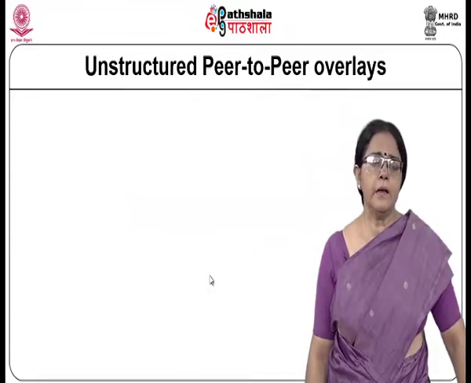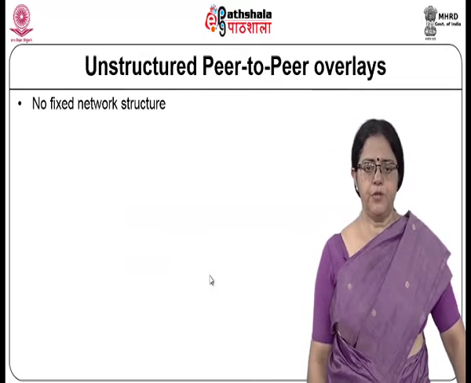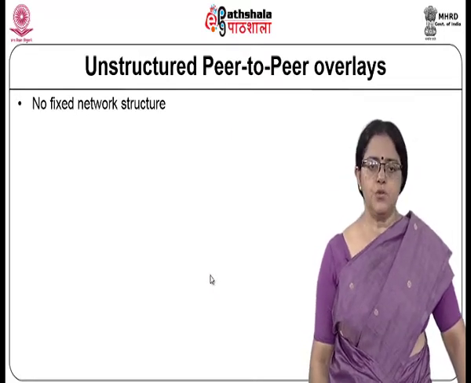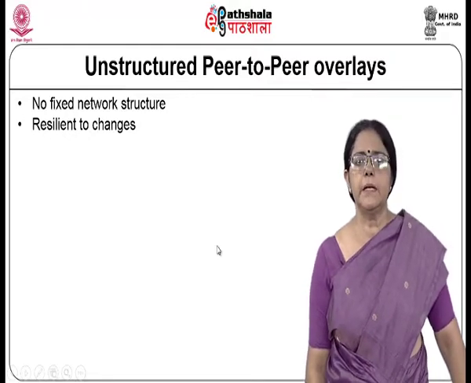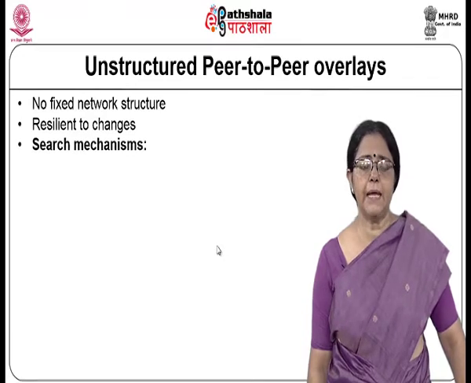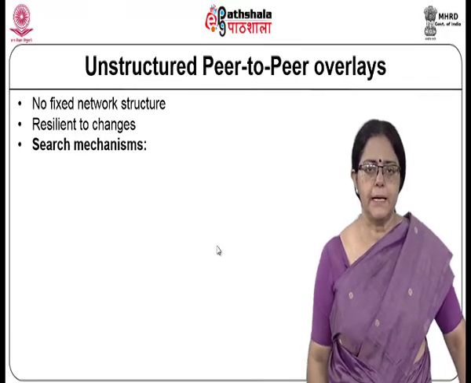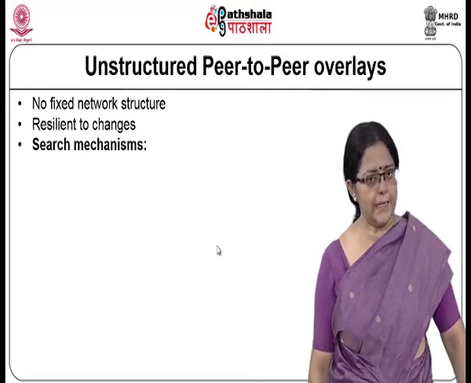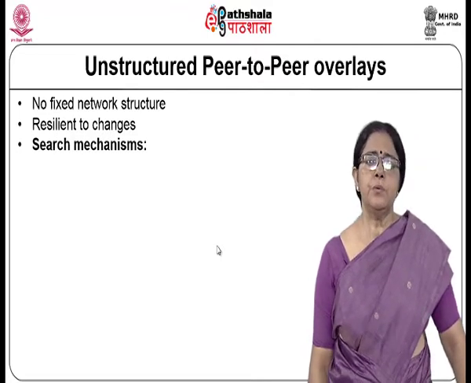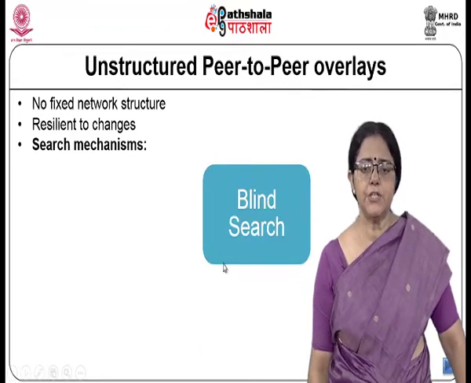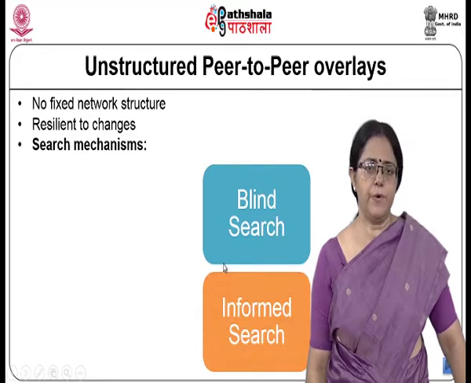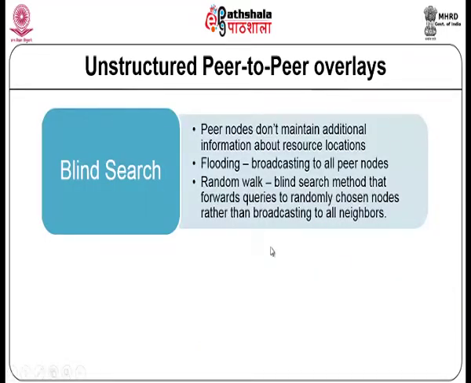Now, let us look at the unstructured peer-to-peer. In unstructured, there is no fixed network structure, and therefore, it is much easier to make changes. I really do not need to update a specific node as we had to do in a structured environment. There are a few search mechanisms that are used. One is called a blind search and the other is called an informed search.